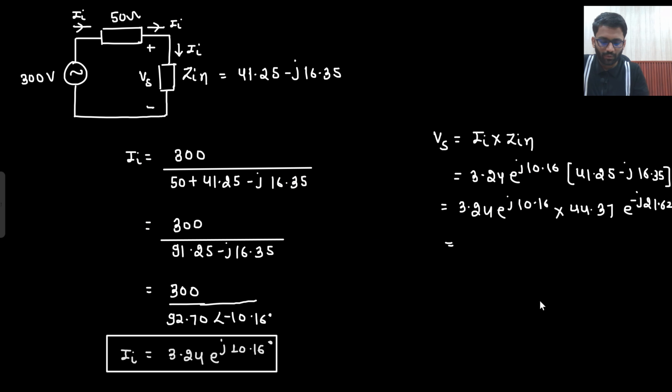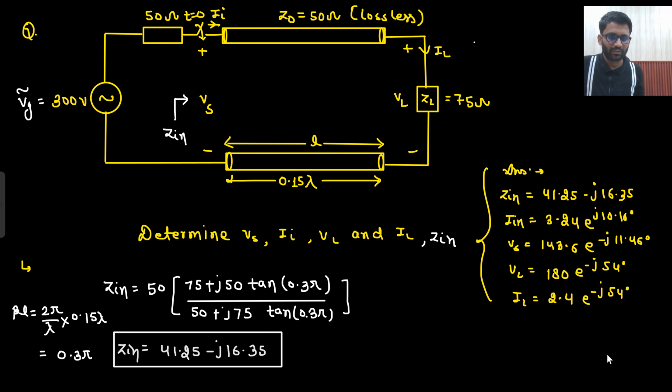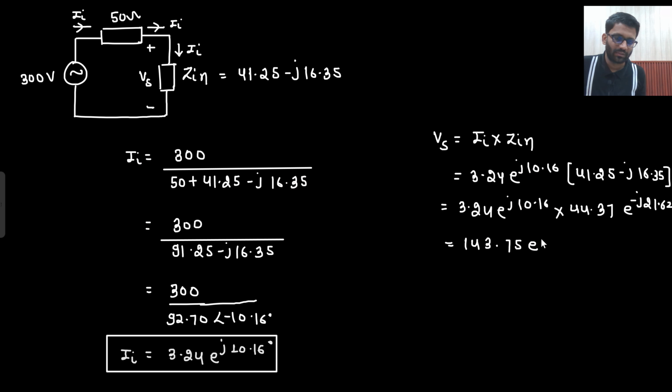So 3.24 into 44.37, so 143.75. And what about the angles? They will be added. So negative 21.62 minus 10.16, that is minus 11.46. Yes, this is what we are getting, minus 11.46. So this is your Vs.